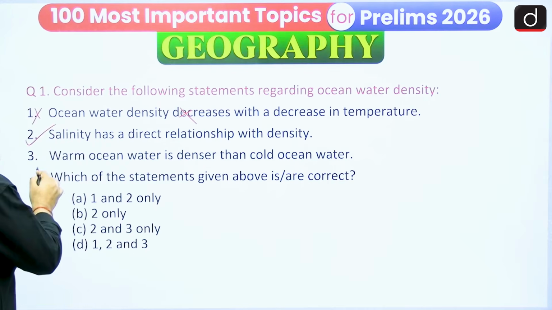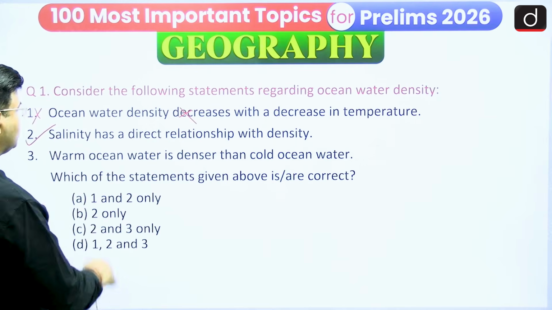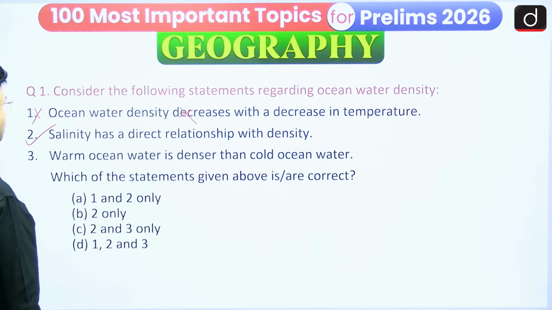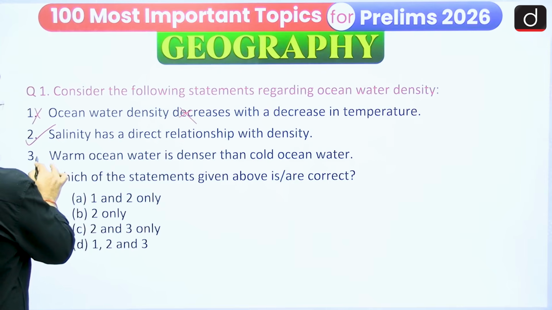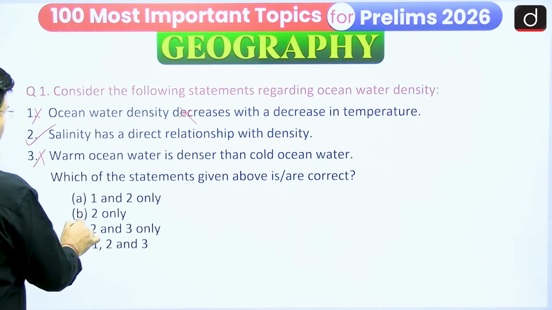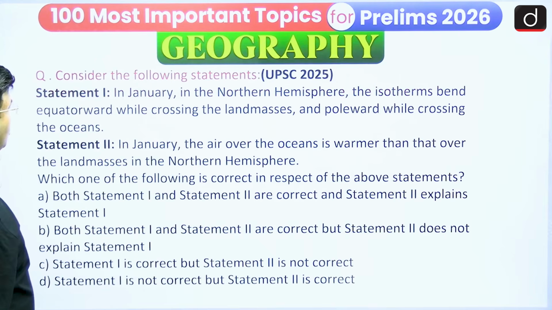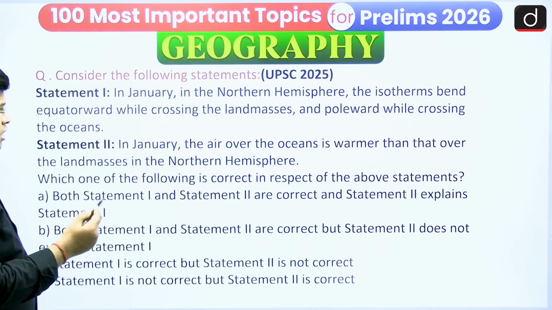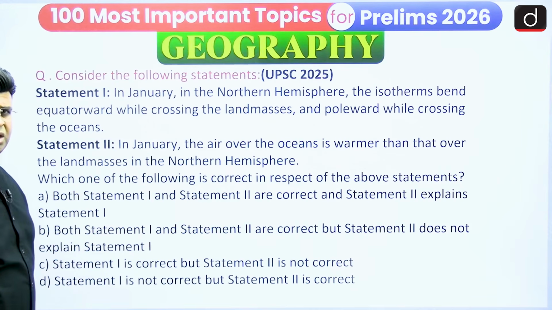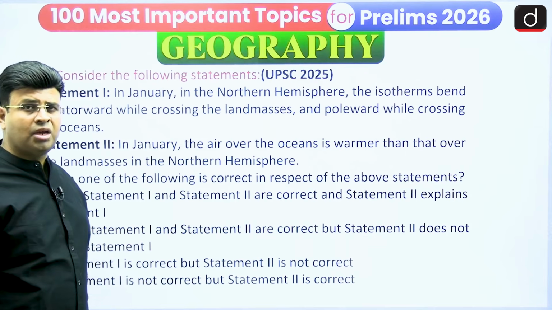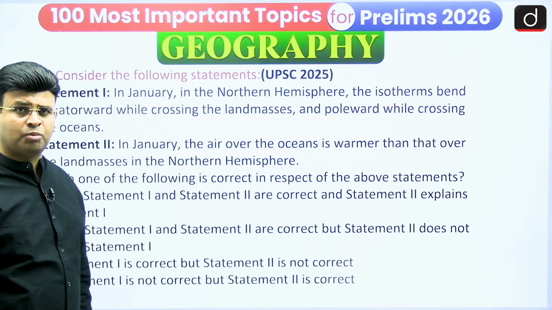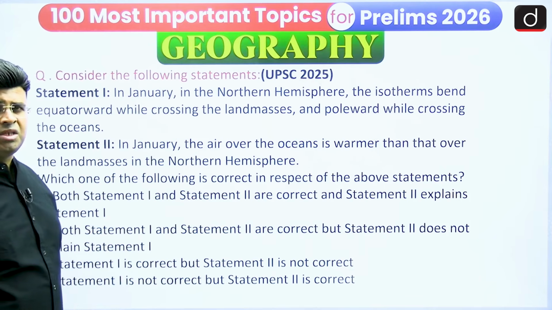So the statement that warm ocean water is denser than cold ocean water, we can say that it is wrong, and on the basis of that we can say that 2 only is correct. Now we are going to see the next statement, from the UPSC 2025 question, and it is based on a specific hint. So the next 3 questions that we are going to see are based on the specific, and I explained in the 6th episode. Please go and check it out, then it will be very easy for you to understand that.